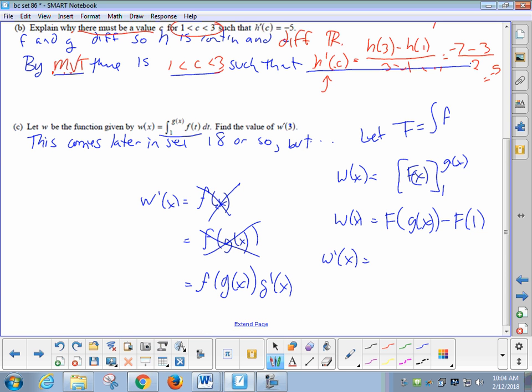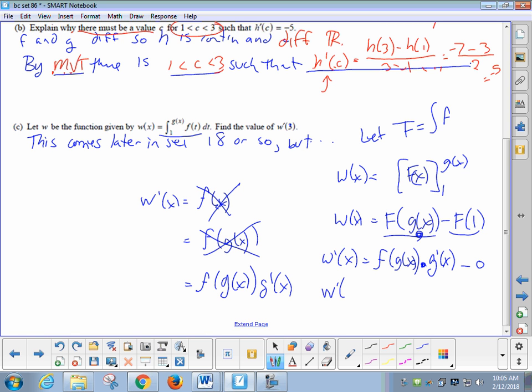W prime, then, would be the derivative. That's where the chain rule component comes in. When I take the derivative of the outside, the derivative of capital F is the derivative of the antiderivative. That's just little f with the inside the same, but then times the derivative of the inside, g prime. Now, I don't know what capital F is at 1, but it's got to be constant, and so the derivative of that is 0. So there's the chain rule as applied to the fundamental theorem of calculus, part 2.